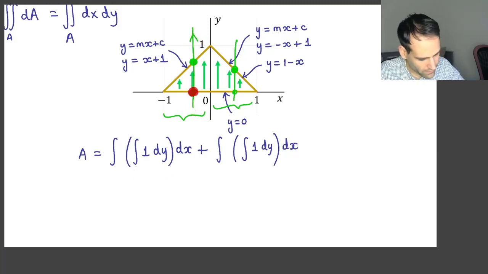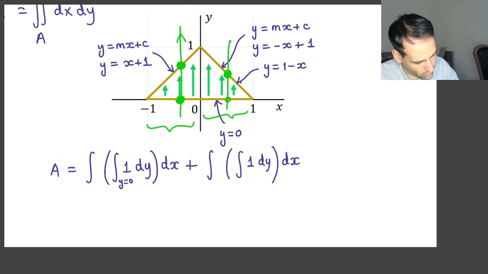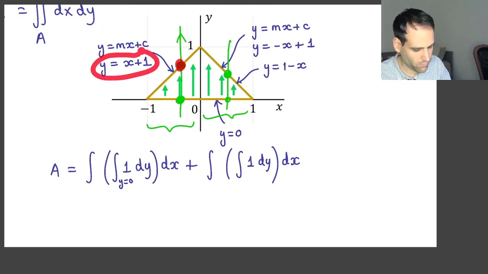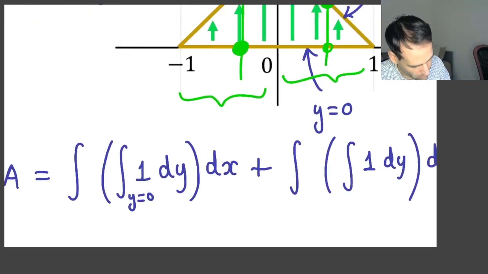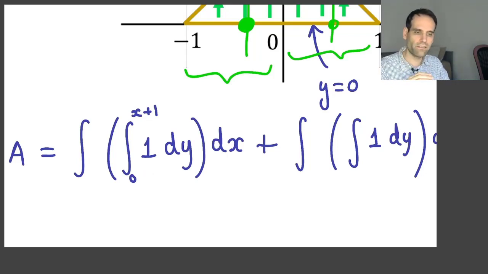So when do we enter the region? We enter the region at y equals 0. And when do we exit the region? We exit the region at y equals x plus 1. So that's exactly what we write here, x plus 1. Normally we don't have to write y equals 0, we just write 0. But of course this is the value of y as the lower limit and the value of y as the upper limit. So between 0 and x plus 1.